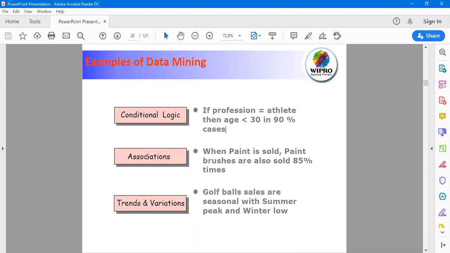Next, finding relationships through association rules: when paint is sold, paint brushes are also sold 85% of the time. Now, whether it is data mining or machine learning, both are soft computing applications. What are soft computing applications? Where you get the result as an approximate result. You never say that whenever a person buys paint, he will also buy paint brushes. It's relevant in 85% of the cases, which means we can't say that it is 100% true.